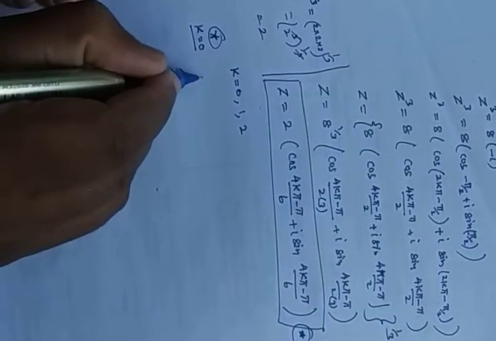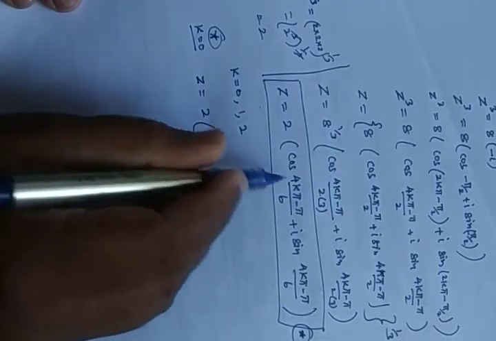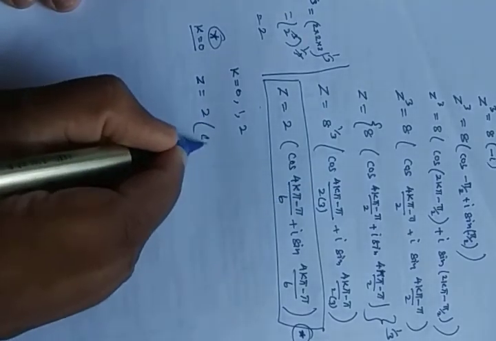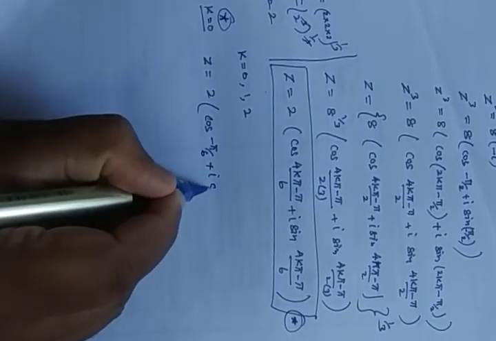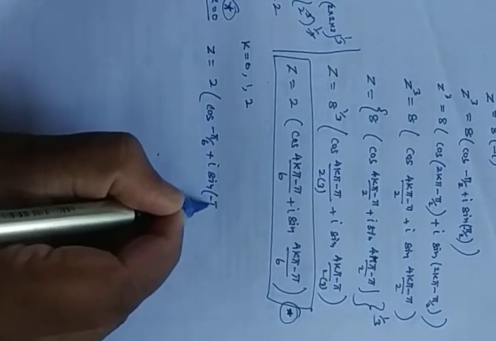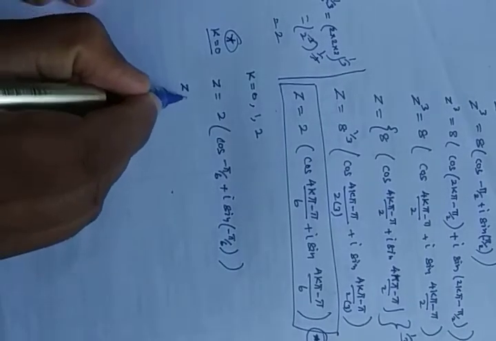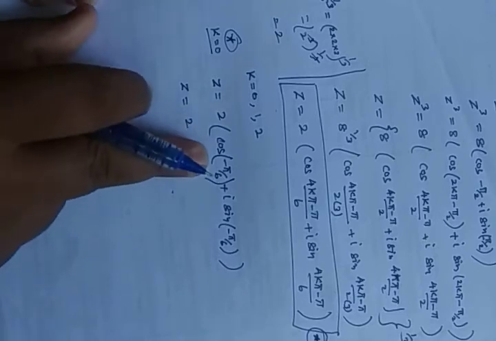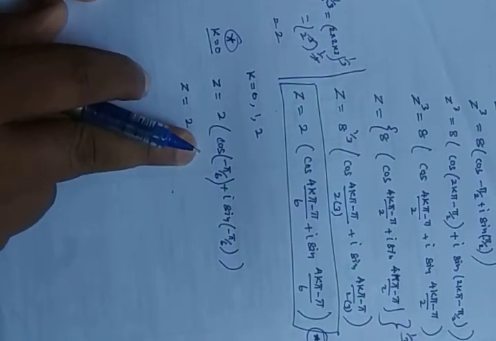k equal to 0, now what z value are we getting? 2 as such. I am not doing it separately. 4 into 0 is 0, everything is 0. So therefore it will come cos of minus pi by 6 plus i sin, here everything is 0, so this will come minus pi by 6. So z is 2 times that. What is the value of pi by 6? Pi by 6 is 30 degrees. Here it is minus 30 degrees, so we have to take this carefully.